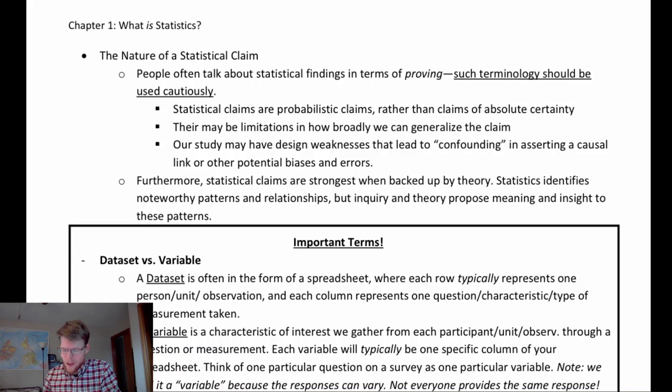So the first thing that I would bring up here is that statistical claims are probabilistic claims rather than claims of absolute certainty. That we'll talk about when we get to things like p-values and confidence intervals, is that we're making claims within a level of confidence, right? So like we're 95% confident that this could be true, or that this is not true, or oftentimes even more confident, but it's still a probability at the end of the day, right?